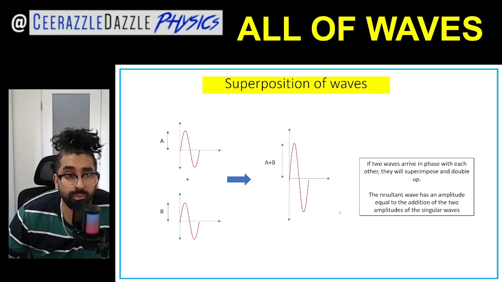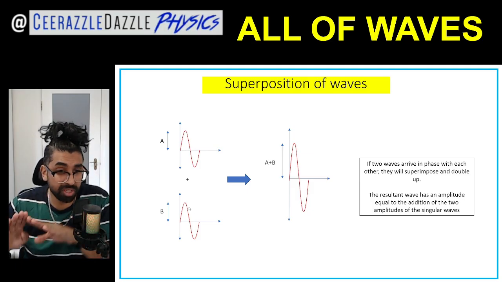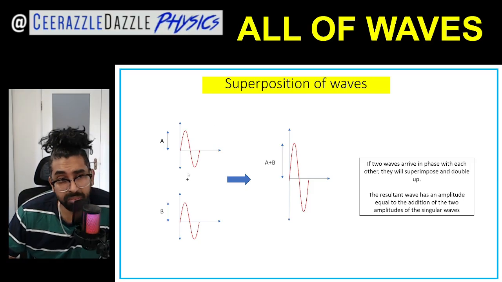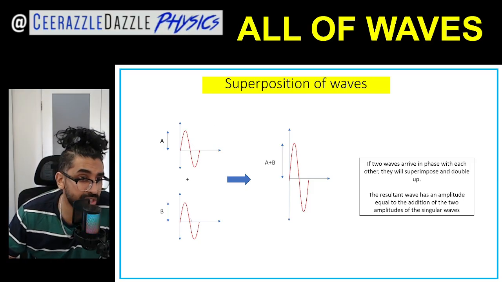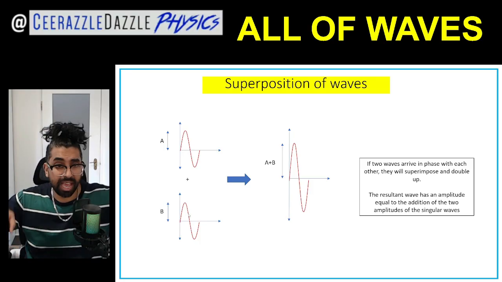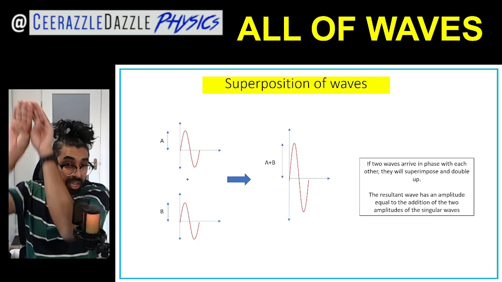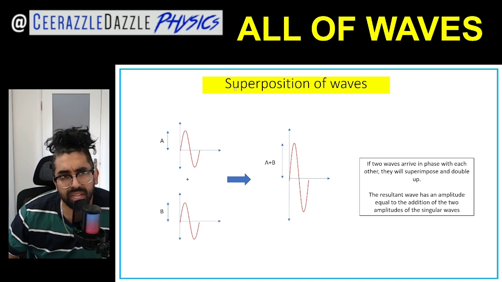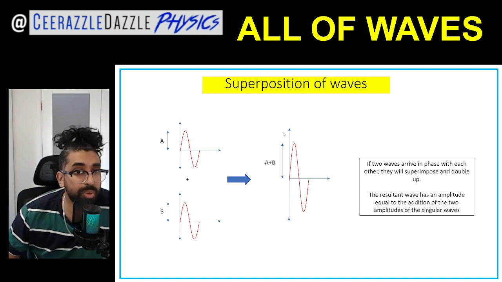The superposition of waves. If two waves arrive at the same time, they can be added together and doubled up. I've drawn it in terms of an A and B here. Let's say we have these two waves traveling, and if they meet at the correct point, they could double up to make a super wave, if you want. I always talk about it in terms of superposition: a super wave is made.